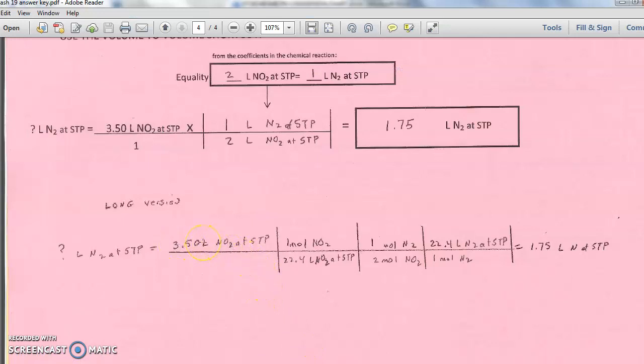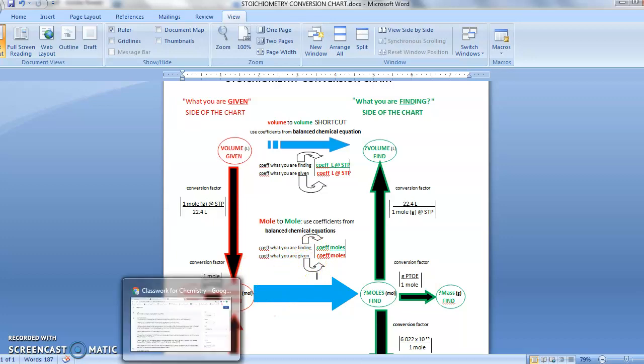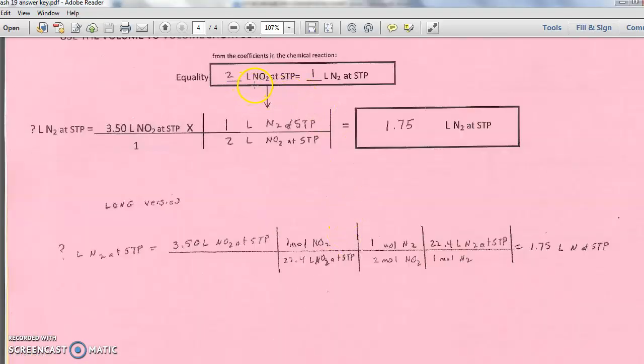We're given 3.5 liters of nitrogen dioxide. They want liters of nitrogen. As we saw, our first step was to go 1 mole and divide by 22.4. Here it is, dividing by 22.4. Then we use the coefficients from the chemical equation. 2 moles of nitrogen dioxide would be on the bottom for every 1 mole of nitrogen on the top. That's our mole to mole conversion. The one we're trying to find is nitrogen, on the top. The one we're given is nitrogen dioxide, on the bottom. So now we're at moles of nitrogen.